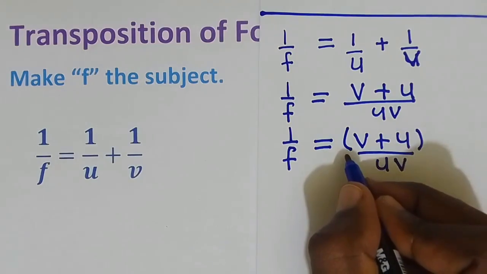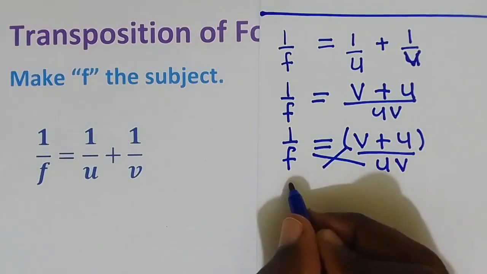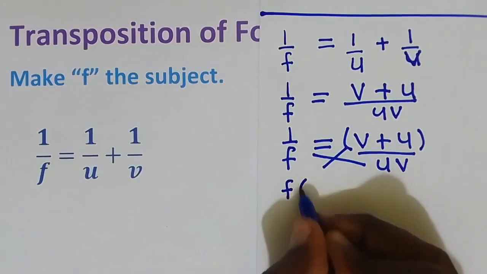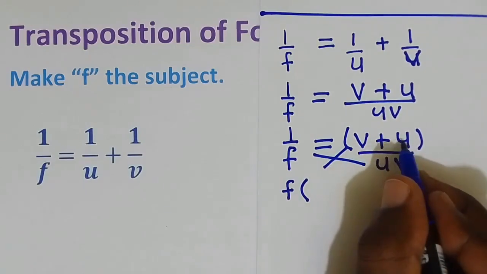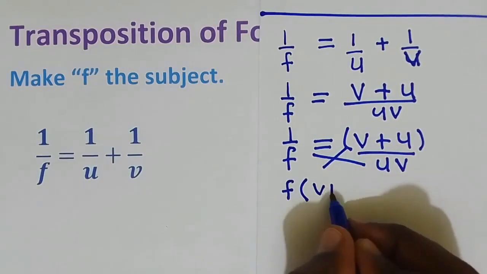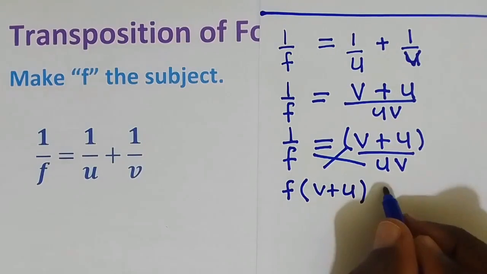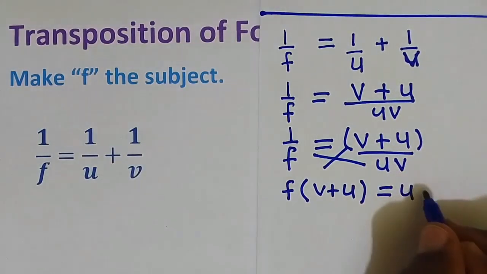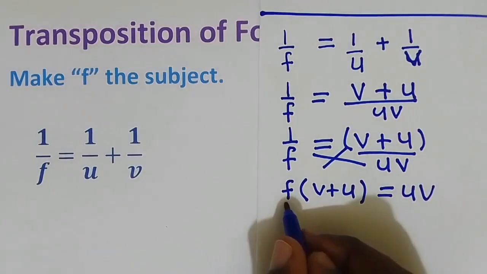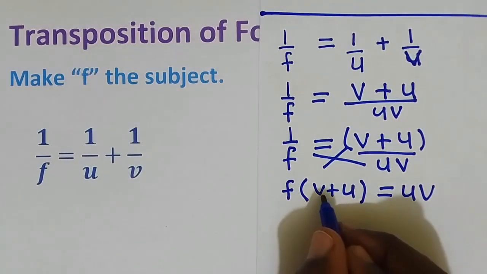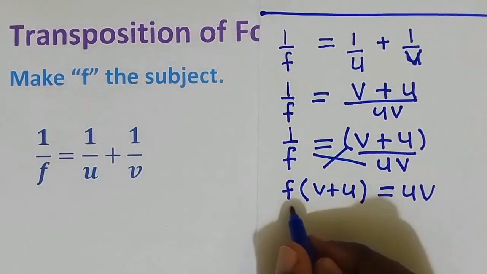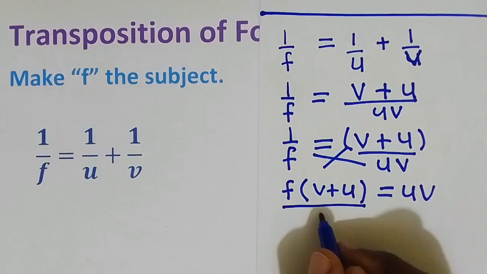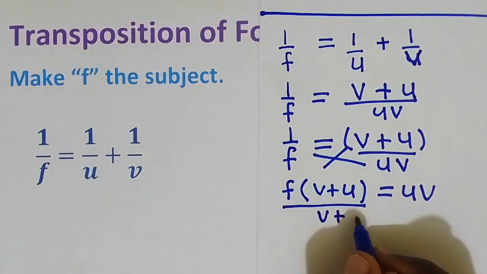Let us cross and multiply. f multiplied by v plus u is equal to uv. We need to make f the subject, so we are going to divide by v plus u on both sides.